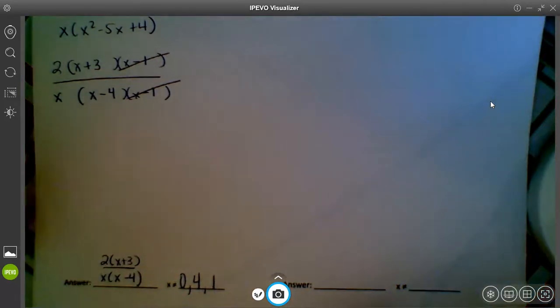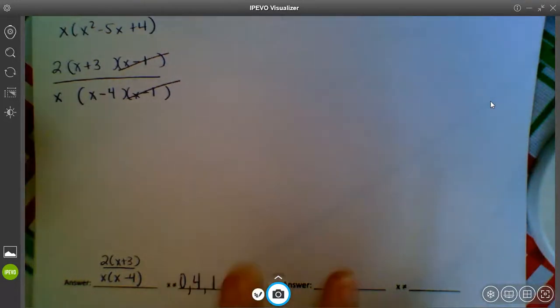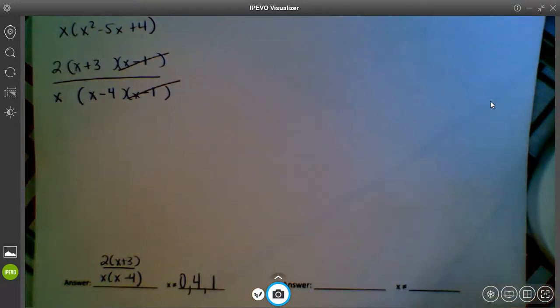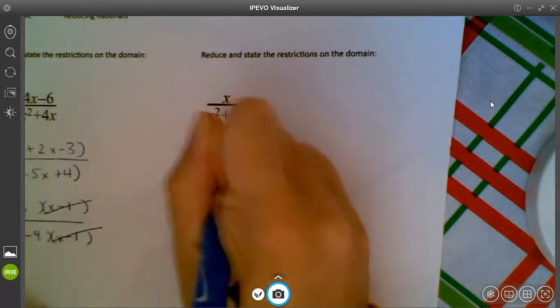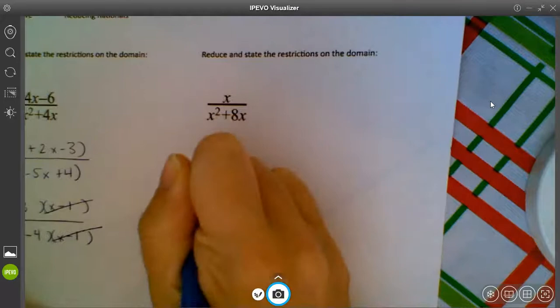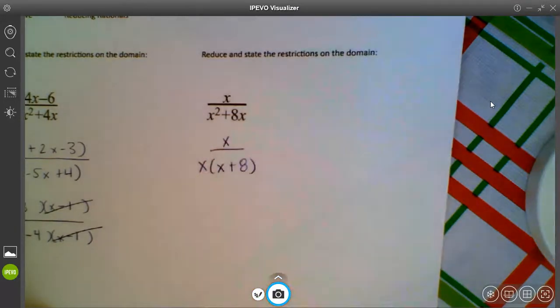Do not distribute these back in. Because remember, to do it, I wanted to factor it out first. Here's another one. It looks kind of weird, but no worries. Factor the top. Well, the top can't be factored. Factor the bottom. I'm taking out a GCF. I'm left with an x plus an 8.